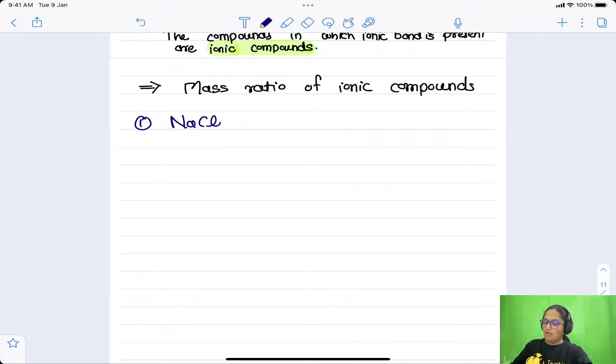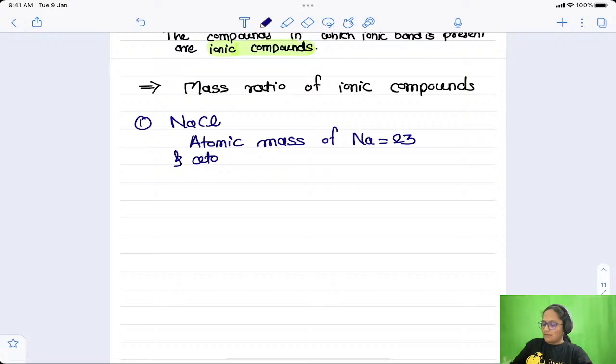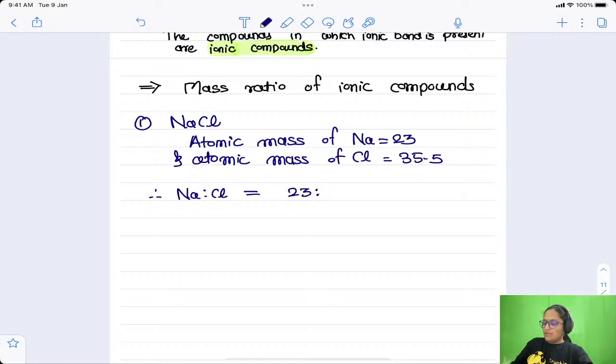So here the atomic mass of sodium is 23, and atomic mass of chlorine is equal to 35.5, right? Therefore ratio Na to Cl is equal to 23 to 35.5. We cannot further simplify it.